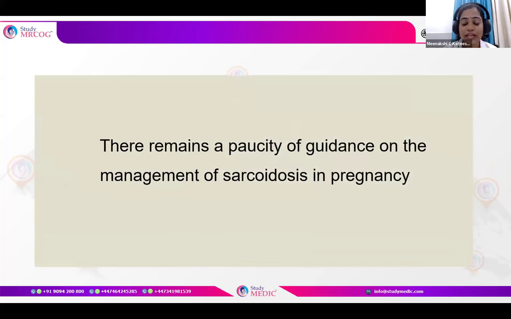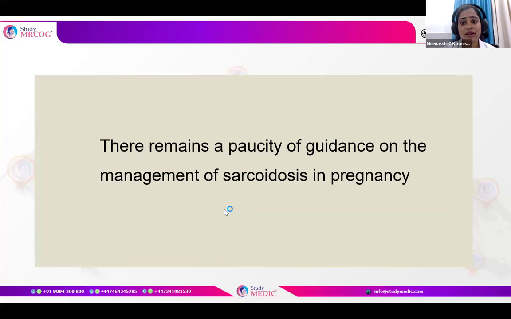Firstly, I want to tell you that there is no clear-cut guideline on how to manage sarcoidosis in pregnancy, just like how we manage the remaining high-risk pregnancies, if they have some cardiac disorders or any kind of hypertensive disorders. In a similar way, we are going to manage this as well.